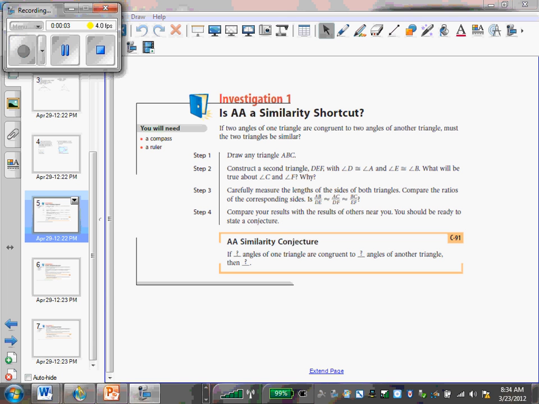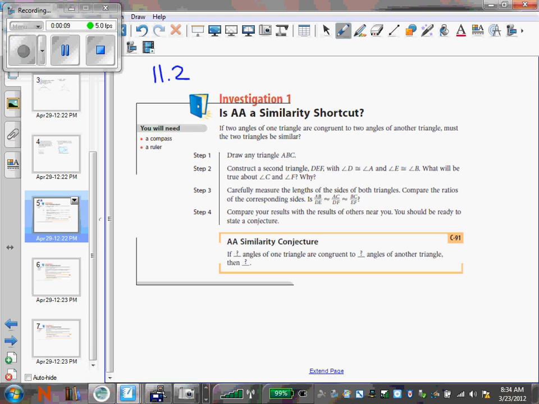Okay, class, this is section 11.2, and we are just going to look at similar triangles in this section. In section 11.1, we looked at all kinds of polygons, hexagons, and pentagons. But in this section, we're going to focus just on triangles.